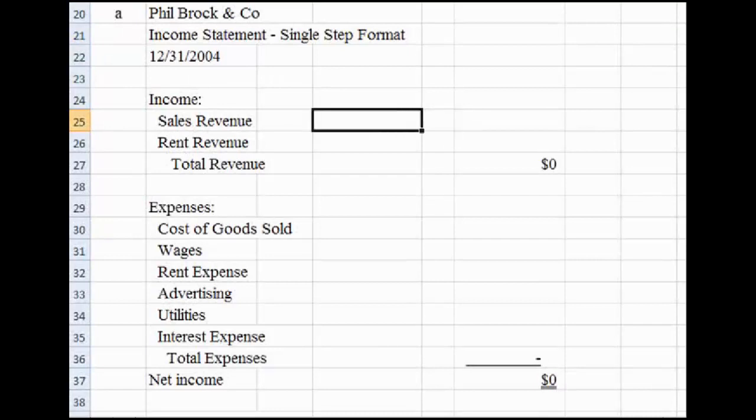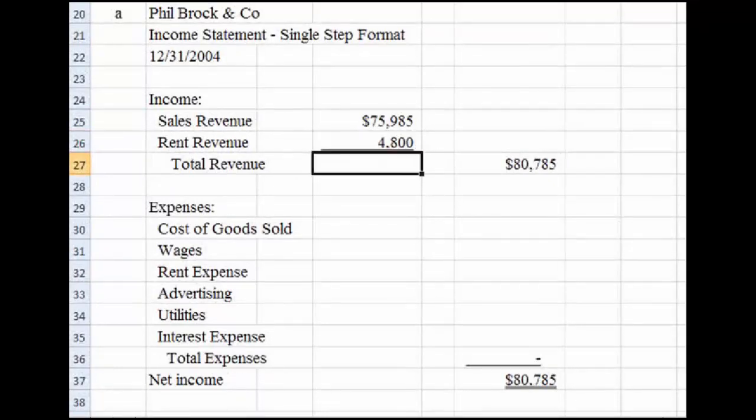Once again, I put the format together using the information on F122 and 123. So let's enter the sales revenue, which has already been identified in the book as $75,985. We then fill in the rent revenue because in the single-step format, all the revenue goes up at the top and all the expenses go down below. The rent revenue is $4,800, which gives us total revenue of $80,785.